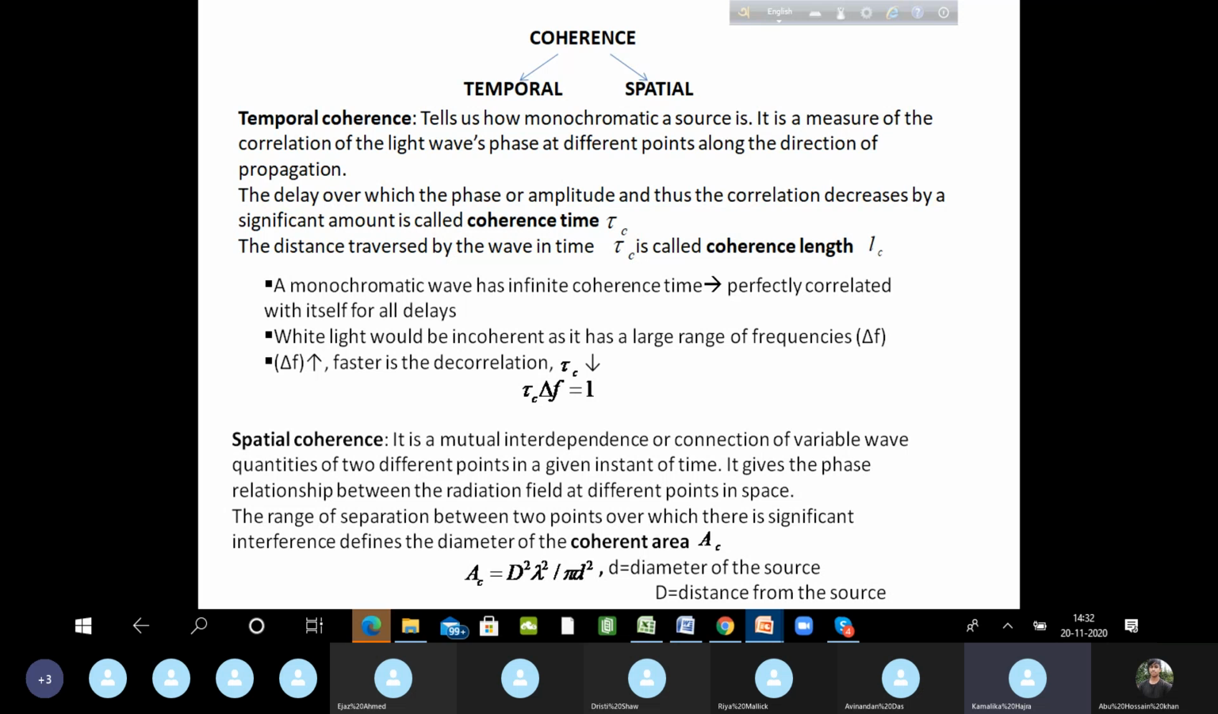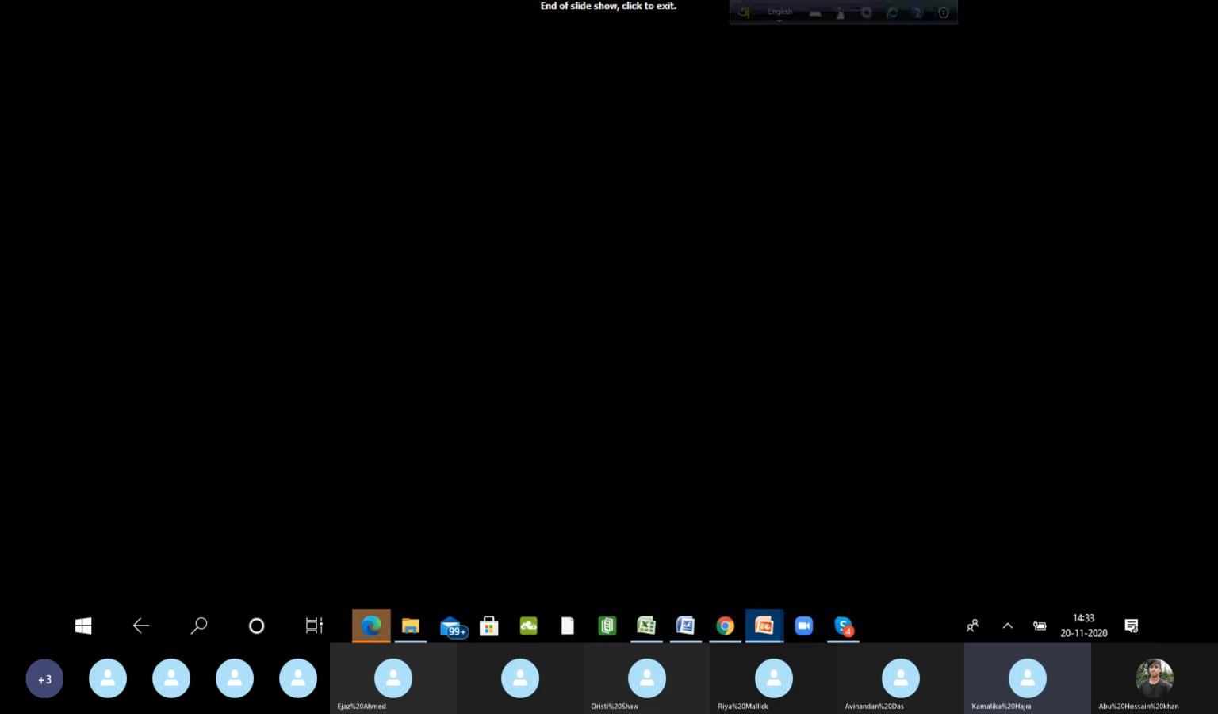And then there is spatial coherence. So it is mutual interdependence or connection of variable wave quantities. If two or more waves are moving together, then you define something called coherent area, which is defined like this, where d is the diameter of the source and capital D is the distance from the source. So using this, you can see how spatially coherent a particular group of waves is. Okay. So these two are again very, very important definitions.